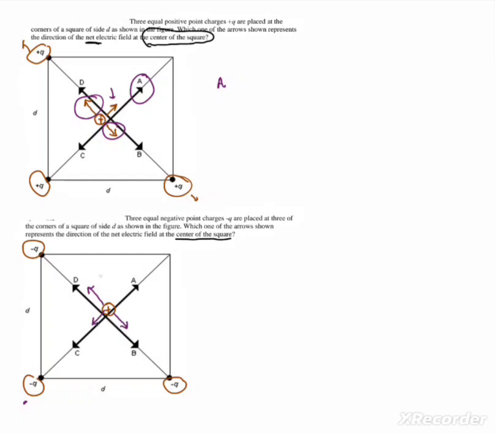And then we can see that this arrow and this arrow, the electric fields, are equal in magnitude but opposite in direction, so they cancel each other. So what we end up with is this arrow, which is C.